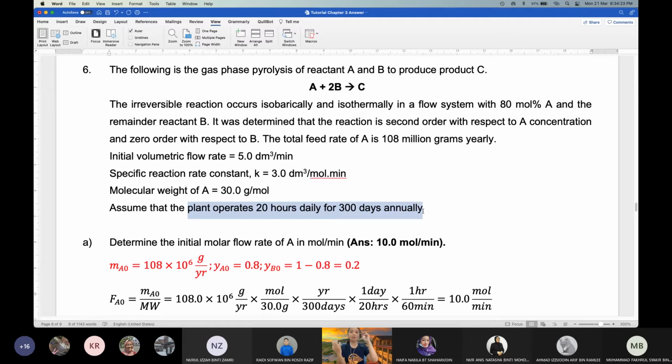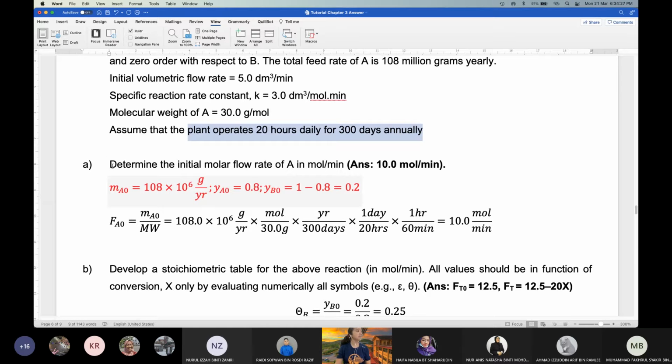It's okay, let's see first what the question wants. The question says to determine the initial molar flow rate of A in mole per minute. So it wants us to find the molar flow rate of A initially, FA0. They have also told us that the unit of FA0 must be mole per minute, which means whatever you have, the final answer must be in mole per minute.